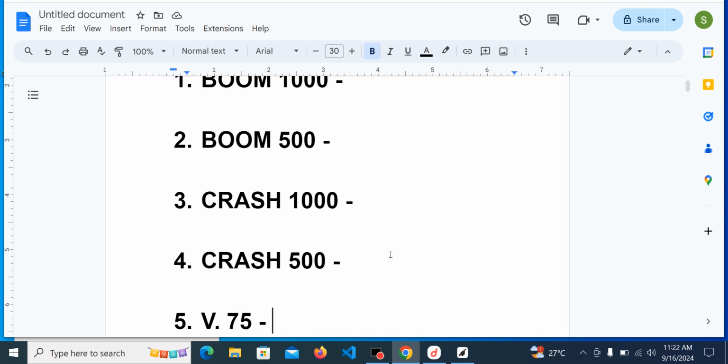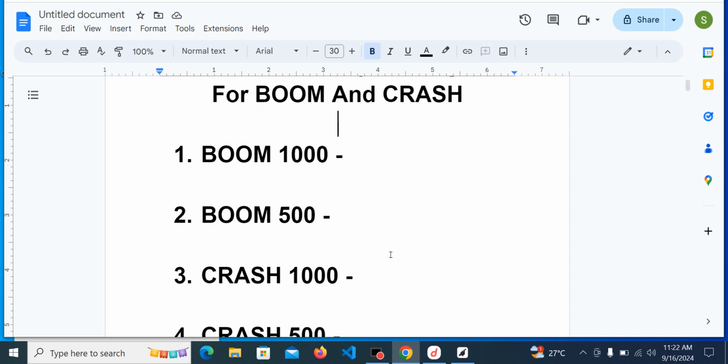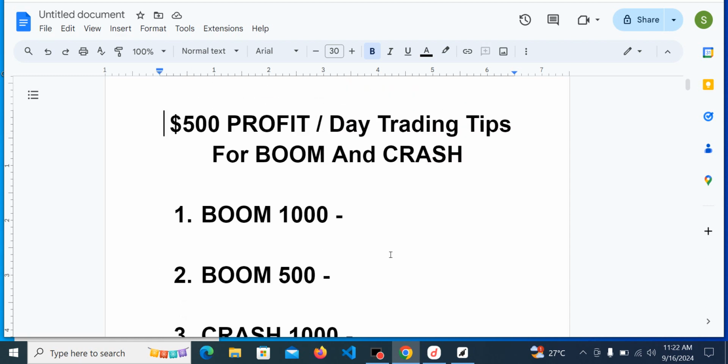As for the $500 profit per day, it all depends on your trading capital. The more your trading capital, the easier it is for you to achieve, but you can always grow from a small trading capital into something reasonable. Okay, so quickly let's go straight into what we have right here, starting with Boom 1000.